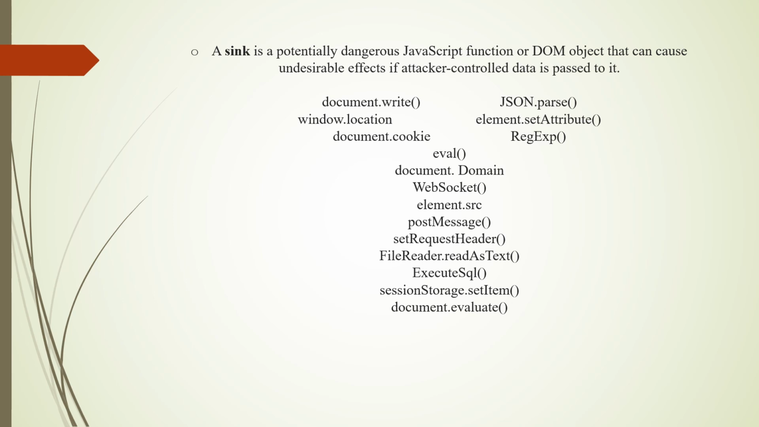A sink is a potentially dangerous JavaScript function or DOM object that can cause undesirable effects if attacker-controlled data is passed to it, like document.write, document.location, document.cookie, JSON fetch, element.setAttribute, regex value, document.domain, WebSocket, postMessage, setRequestHeader, FileReader.readAsText, executeSql, sessionStorage.setItem, and document.evaluate.